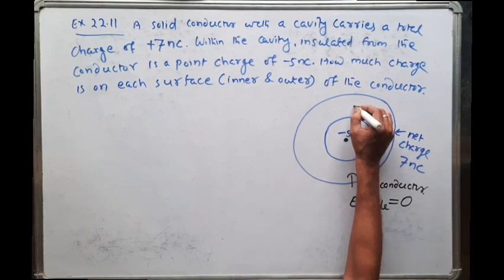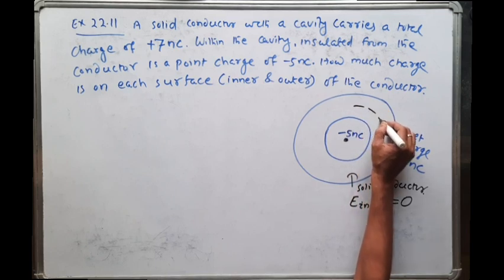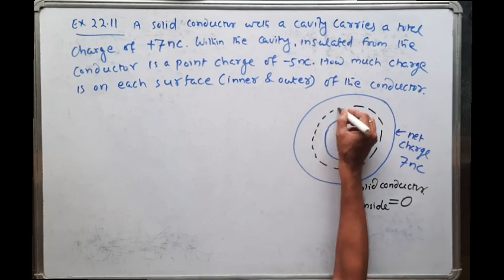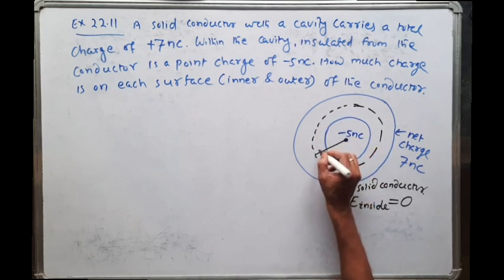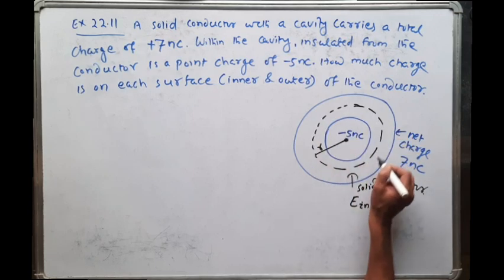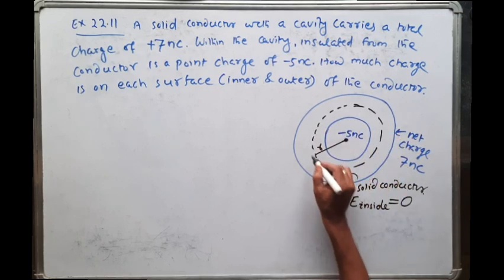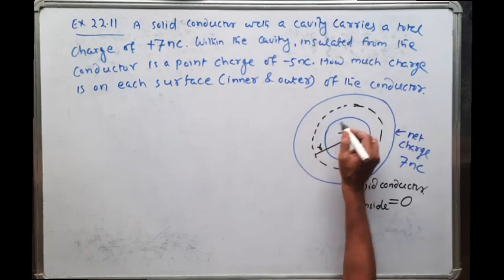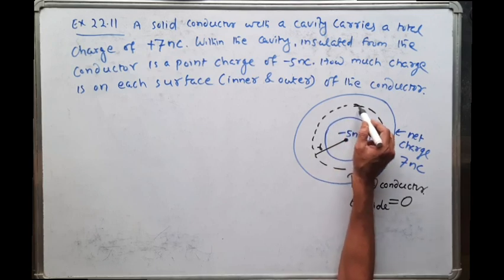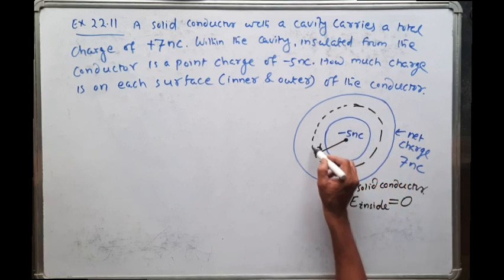To apply the Gauss law, let us say I am taking an imaginary sphere of radius r. So this is an imaginary sphere, and on this imaginary sphere I will apply the Gauss law. To apply the Gauss law, we have to find the flux through this Gaussian sphere.